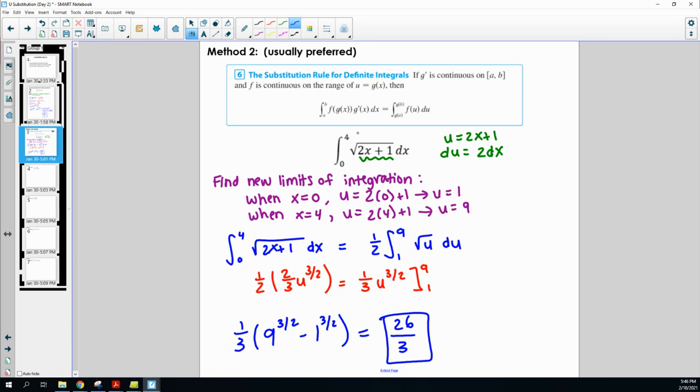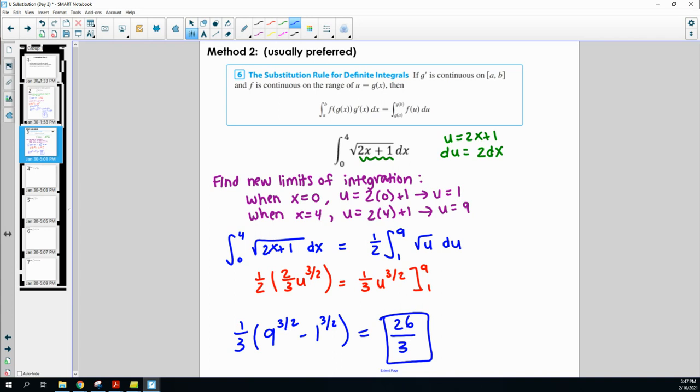So we take what they were in terms of x, we plug them into the u expression and change those limits of integration. And then when we take the antiderivative, we don't need to plug the u expression back in because now everything is in terms of u. So we plug in our limits of integration that are again in terms of u and get the same answer.